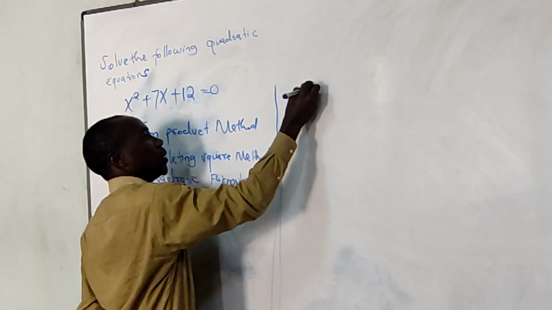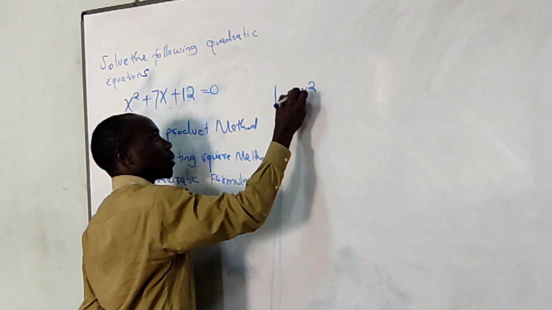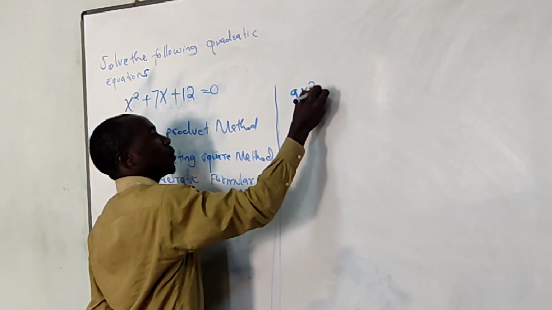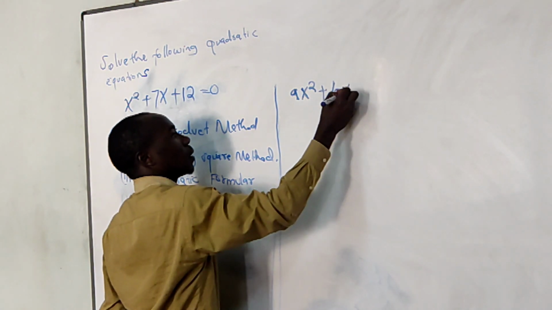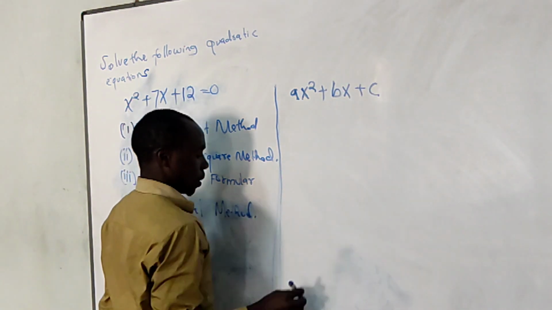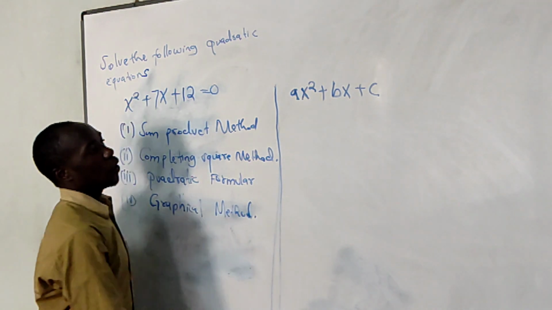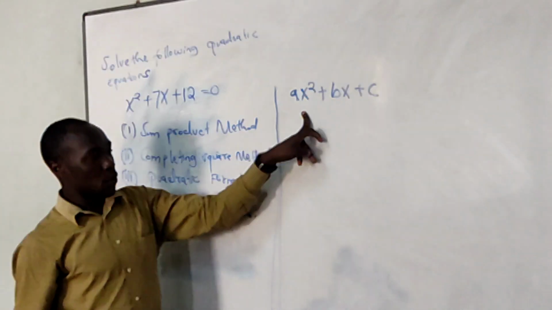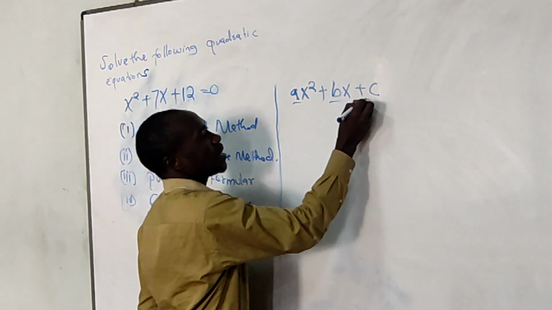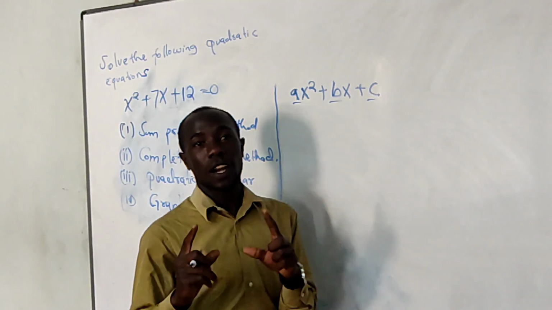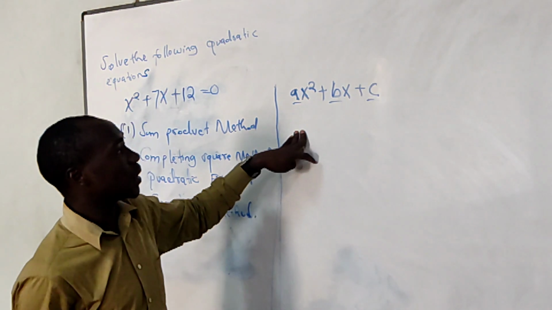ax squared plus bx plus c. Let me explain something here. When you're talking about ax squared plus bx plus c, a, b, and c are called constants. These are constants, or rather numbers, real numbers.